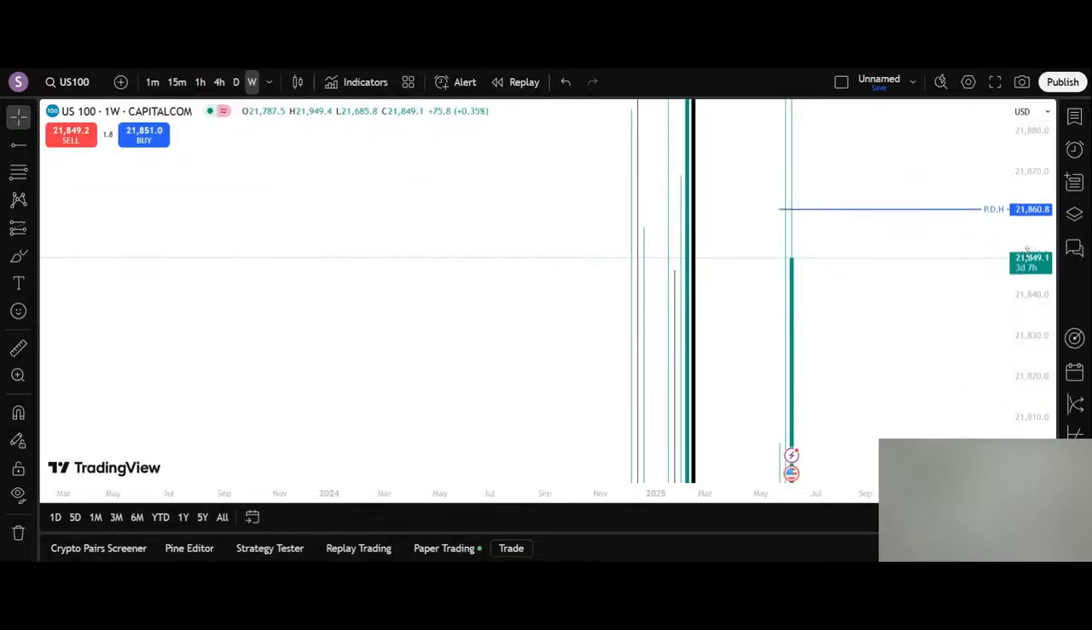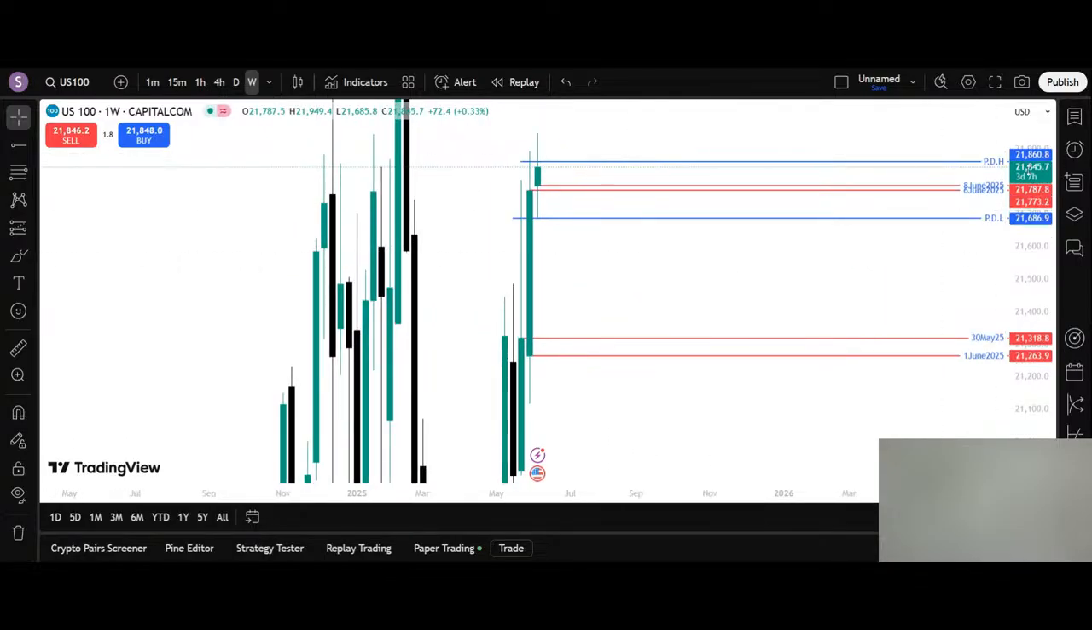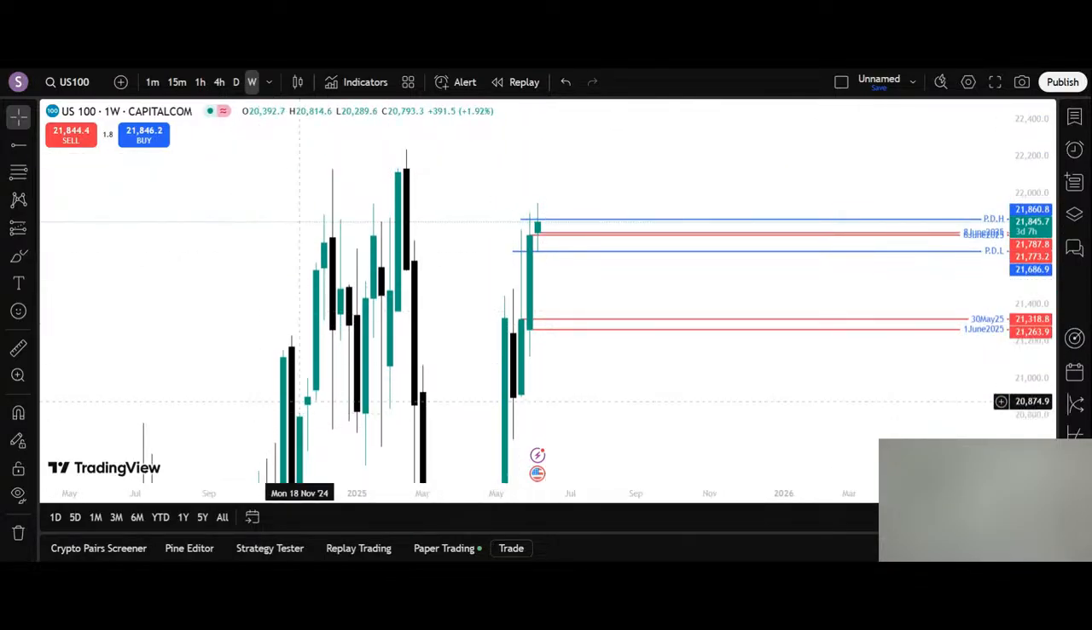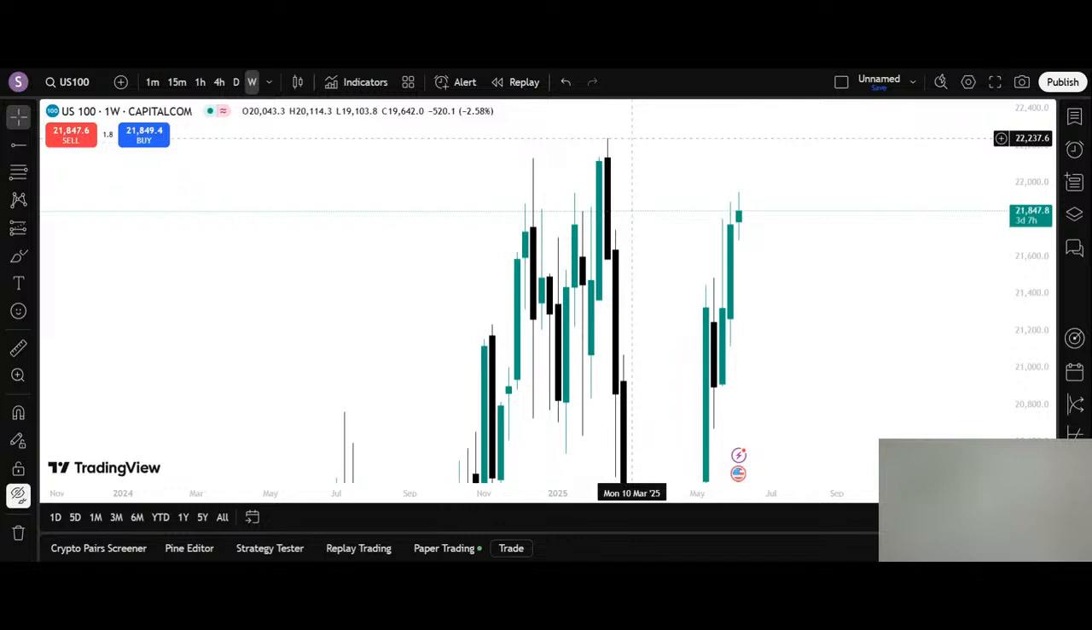Let's take a look at the 1 week time frame. The 1 week time frame price looks, first let's get the lines out of the way. Price kind of looks bullish in the 1 week time frame. Look at last week's close. This could be the target for this week at 22,241. That is around 4,000 ticks approximately from where we are today at 21,847. So it could be pumping the whole week.